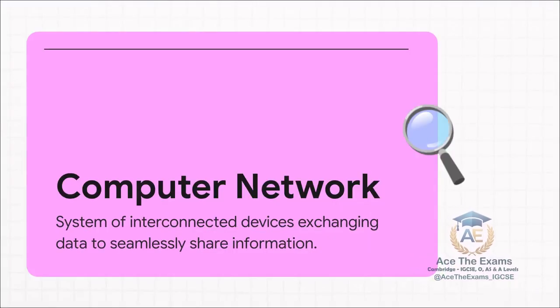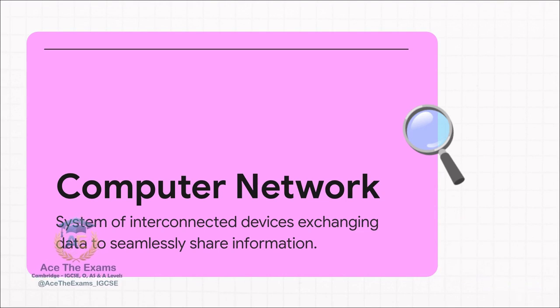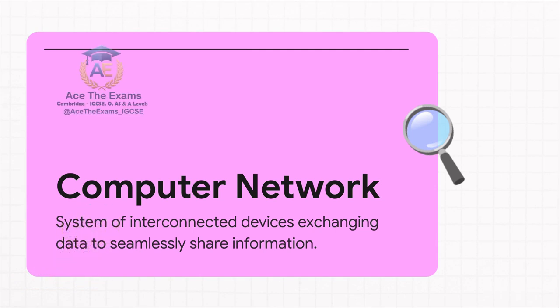So here is your Cambridge safe definition. A computer network is a system of interconnected devices, specifically things like computers, servers, routers, and switches, exchanging data via wired or wireless connections to seamlessly share information and resources. The nouns here, they are your absolute best friends. Words like routers, switches, and resources are exactly where the marks actually live. If you aren't actively using these hardware terms in your explanations, you're just leaving points on the table.